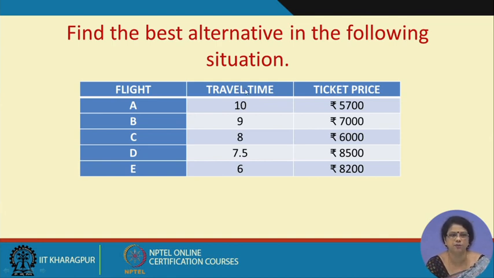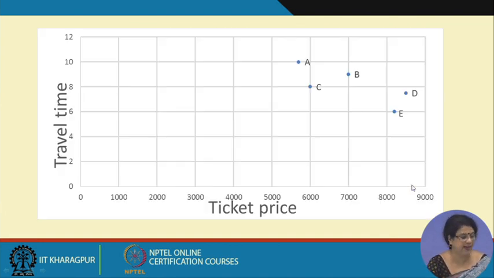One objective is minimization of travel time and the second objective is minimization of ticket price. If we just minimize the travel time, then the ticket price goes up, and if we minimize the ticket price, then the travel time goes up. That is why in this situation we have to decide which one should be selected.